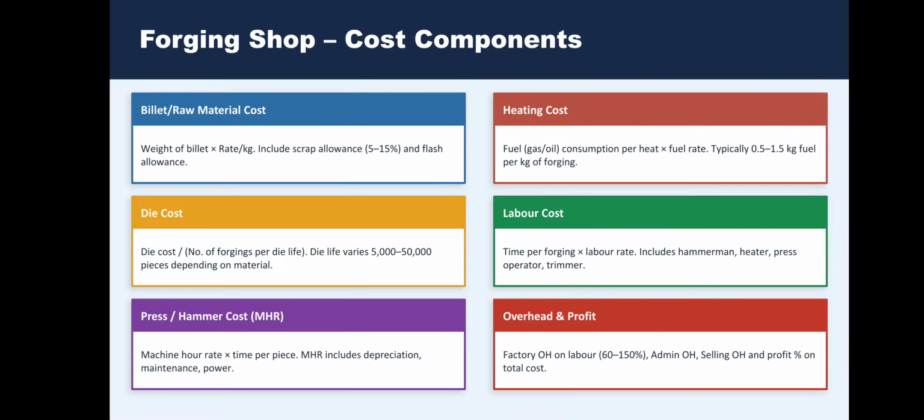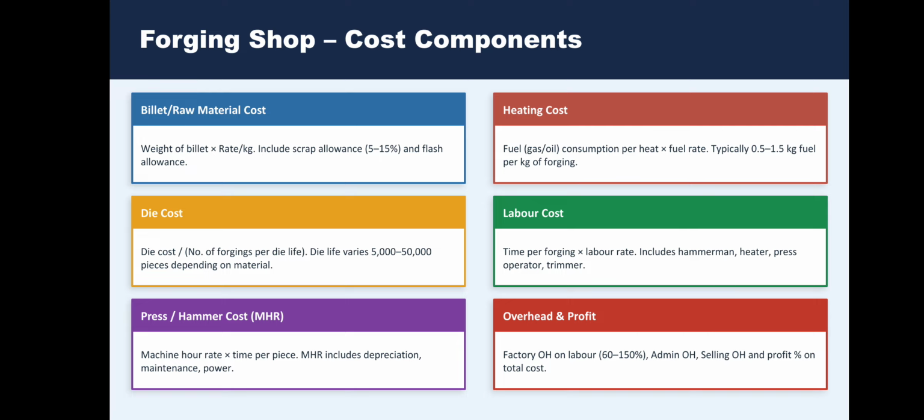In a forging shop, cost components are billet or raw material cost, die cost, press or hammer cost, heating cost, labor cost, overhead and profit. So the weight of billet into rate per kg, including scrap allowance, that is 5 to 15%, and flash allowance, is the billet or raw material cost.